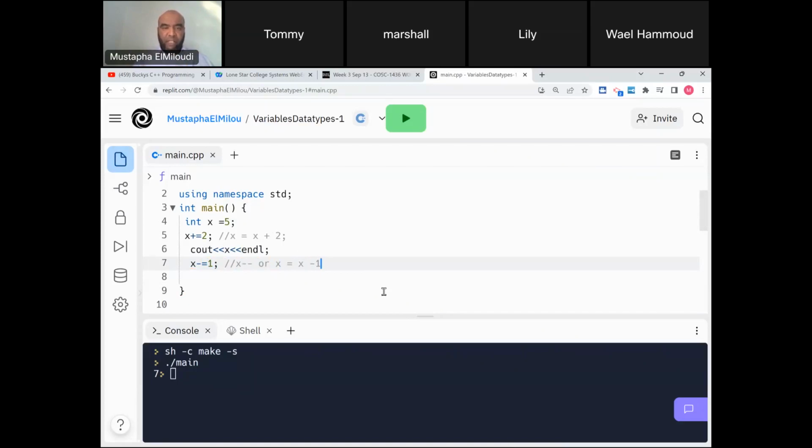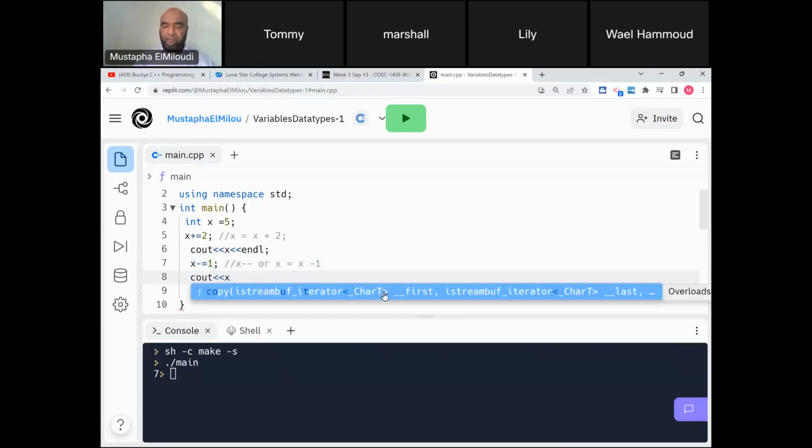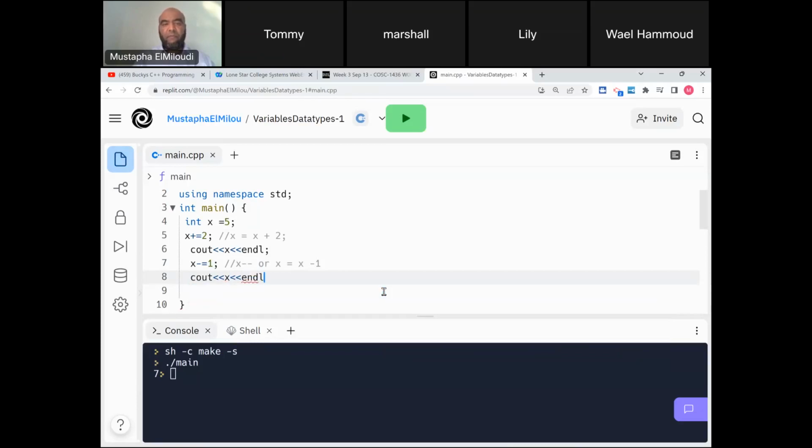So now we said that it was 7, right? So we subtracted 1. Now it becomes 6. So if I put cout, and then I put x in here, it's going to be 6. That's all it means. Okay? Because I added 2, subtracted 1. Now I have 6.